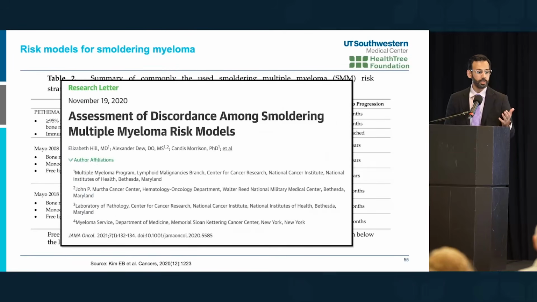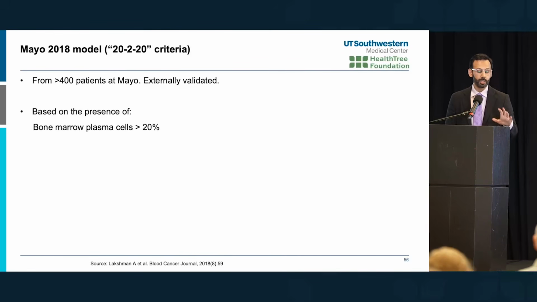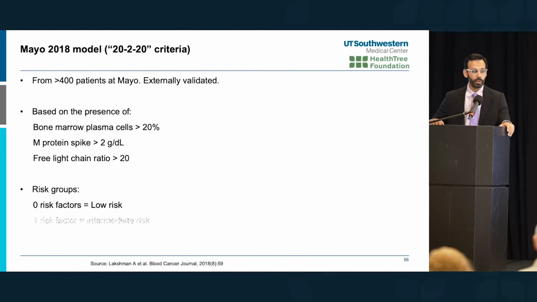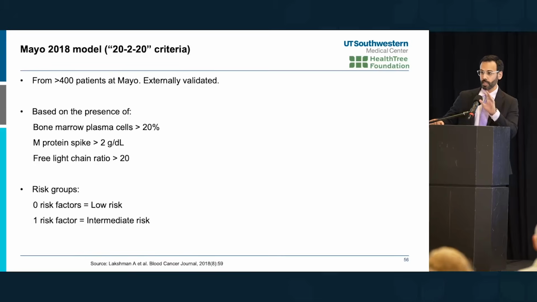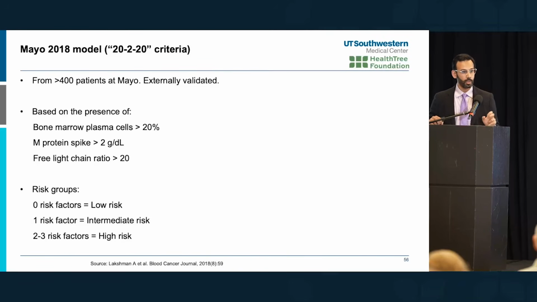But the one that you'll now see talked about the most is this 20-2-20 model here, which took 400 patients at Mayo. It's been externally validated, and it uses data that you get from your initial bone marrow biopsy that gives you every piece of information that you need. And it's 20-2-20 because if you have bone marrow plasma cells greater than 20%, if you have M protein in the blood greater than 2 grams per deciliter, and if you have a light chain ratio of the guilty over the not guilty, so kappa over lambda or lambda over kappa, greater than 20, all of those are high risk factors, quote unquote.